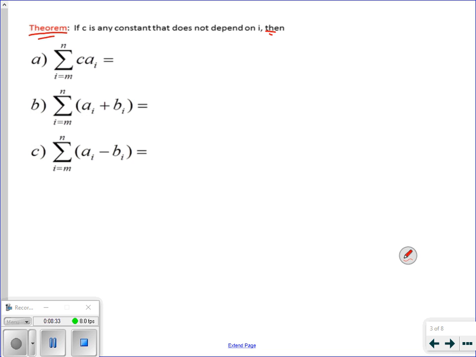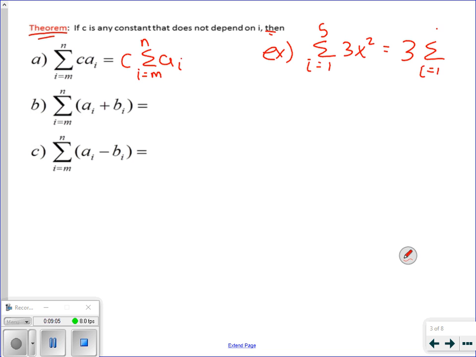If you have some pattern, c times some function. So for example, I'll give a little example right here. That could be the summation i equals 1 to 5 of 3x squared. You can rewrite that with the constant on the outside of the summation. So in this case, that would be like having 3 on the outside of the summation. And that summation is equivalent.